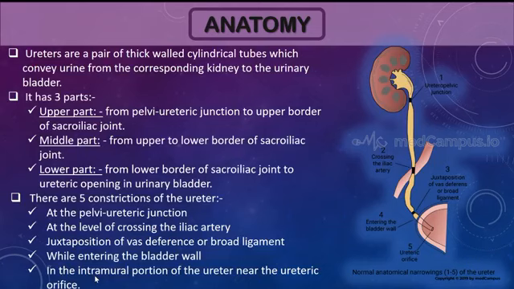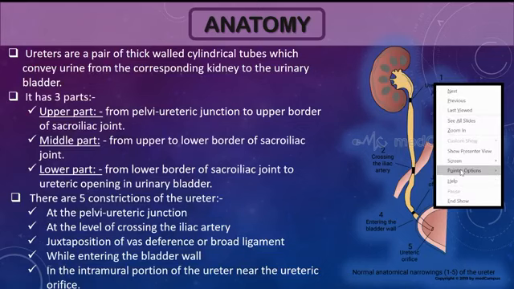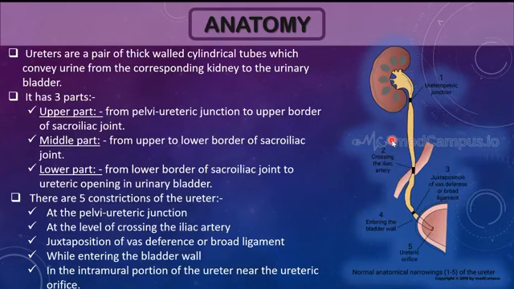There are 5 constrictions of the ureter. At the pelvic junction, at the level of crossing the iliac artery, then the juxtaposition of the vas deferens or broad ligament, and while entering the urinary bladder wall, and lastly in the intramural portion of the ureter near the ureteric orifice. So these are the constriction points.